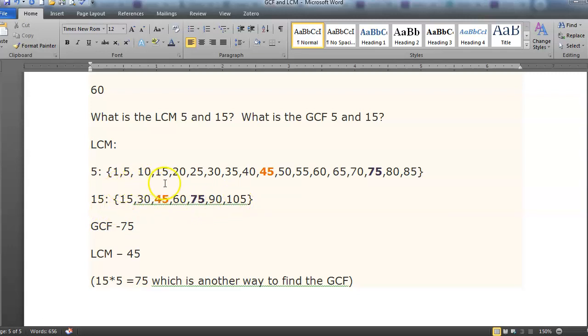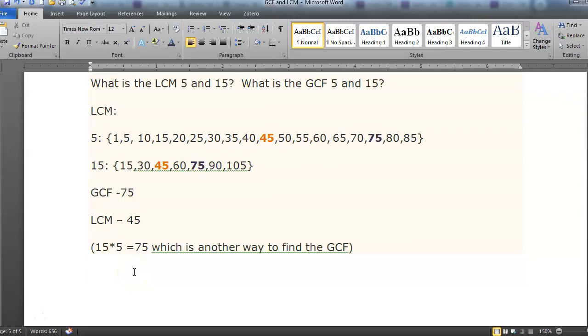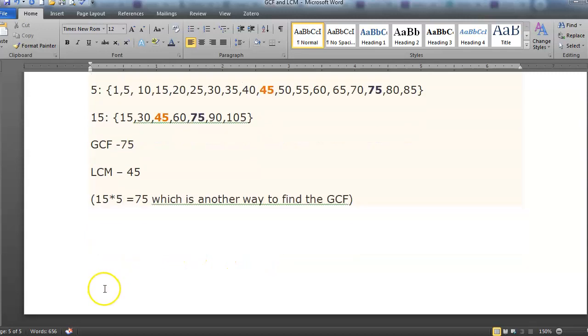And then I started to see what numbers are the same on both sides. Identified 45 and identified 75. So 75 is going to be my greatest common factor. And my LCM in this case is going to be 45 because they both share. And another way to find it easily is just to take the two numbers here, 5 and 15, multiply them by each other, and you get, in a sense, the GCF. So if you find the GCF, you can always back into finding the LCM.